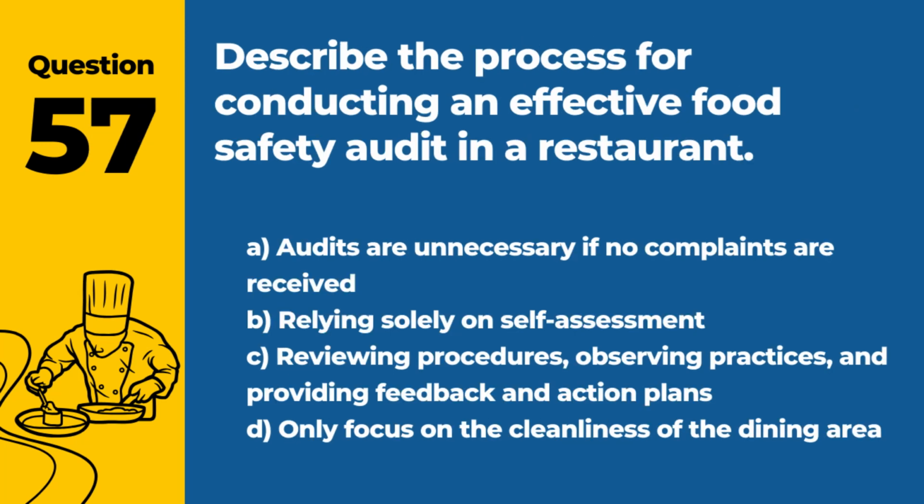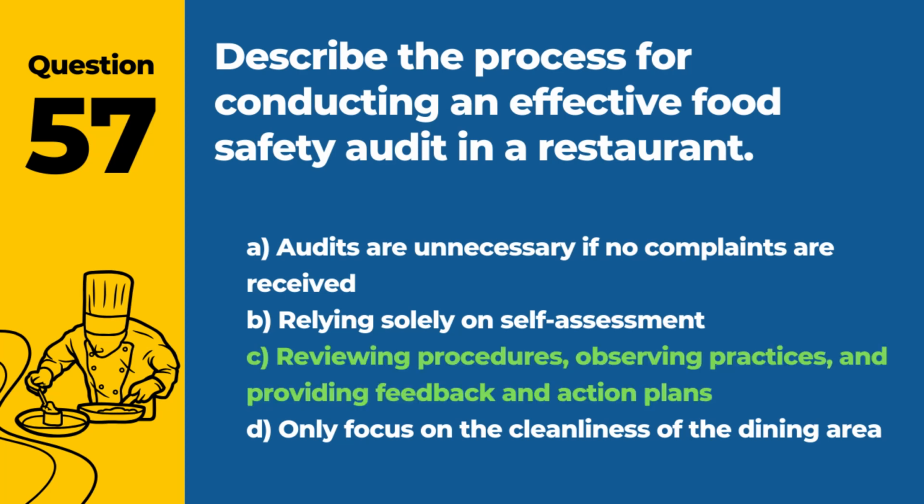Question 57. Describe the process for conducting an effective food safety audit in a restaurant. A. Audits are unnecessary if no complaints are received. B. Relying solely on self-assessment. C. Reviewing procedures, observing practices, and providing feedback and action plans. D. Only focus on the cleanliness of the dining area.